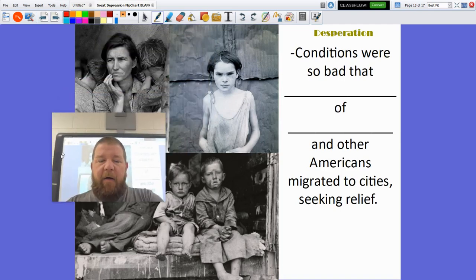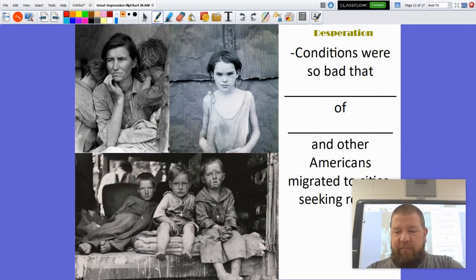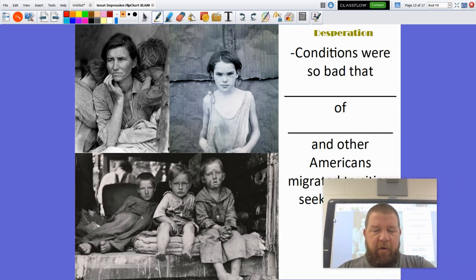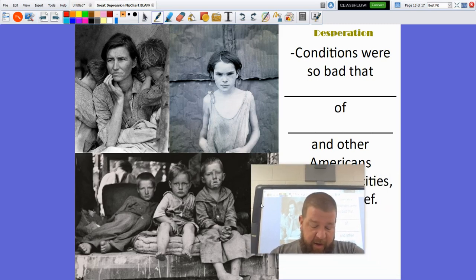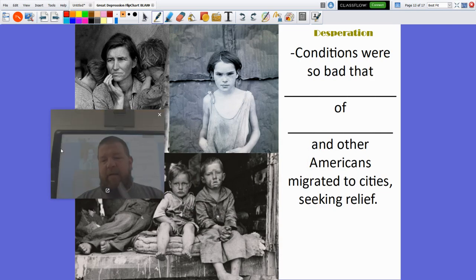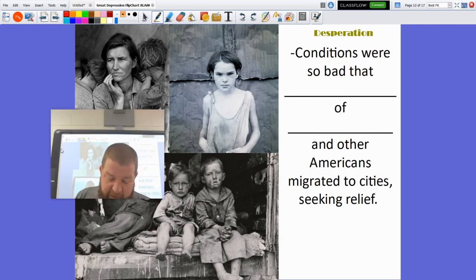When we talk about desperation, all right? I mean, this is what we mean. People are being hit personally, and people are being hit economically. Conditions were so bad that, without looking at the pictures, without thinking of the human story of mothers that can't wash their children or fathers that can't feed their children. Nobody has shoes or clothes or medicine. It's hard for us to understand.